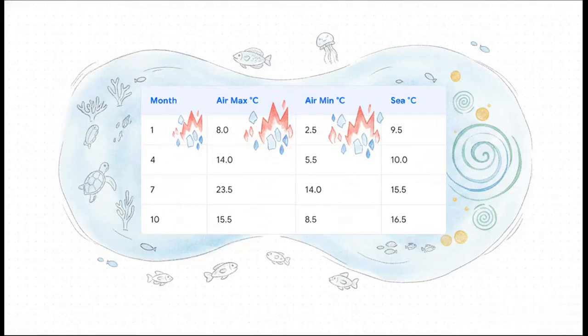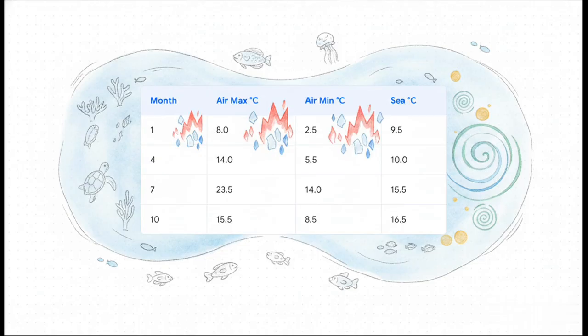To really put that temperature stability into perspective, just take a look at the stark contrast in this data. If you check out the columns tracking the mean maximum and minimum air temperatures over a 12-month period, you see these wild, dramatic swings from summer to winter. But then, look over at the far right column tracking the mean sea temperature. It barely budges. It remains incredibly stable all year round.